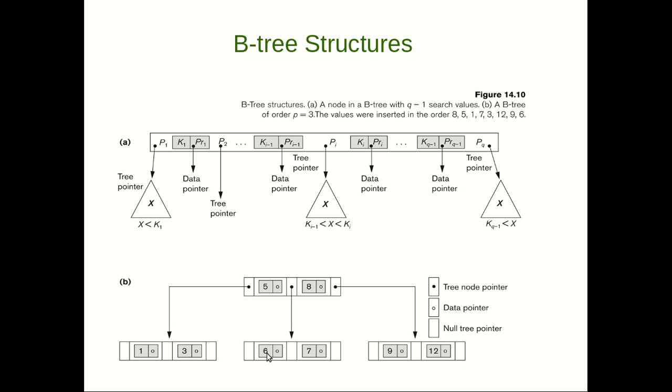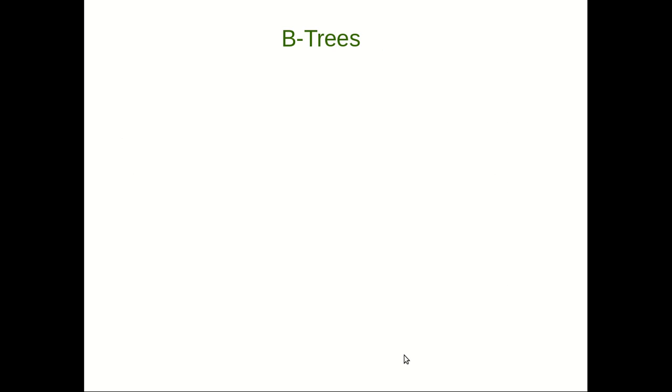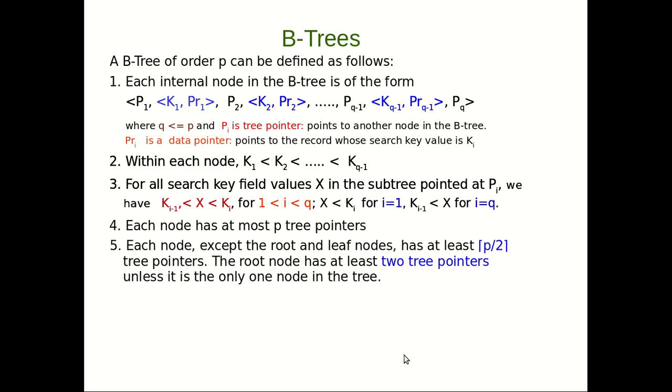Now we will see what the difference is. In the case of B plus tree, the root as well as intermediate nodes do not have this key value, data pointer pair. Only the leaf nodes have the key value pointer pair, and also the leaf nodes are connected together. That is the difference between a B tree and B plus tree.